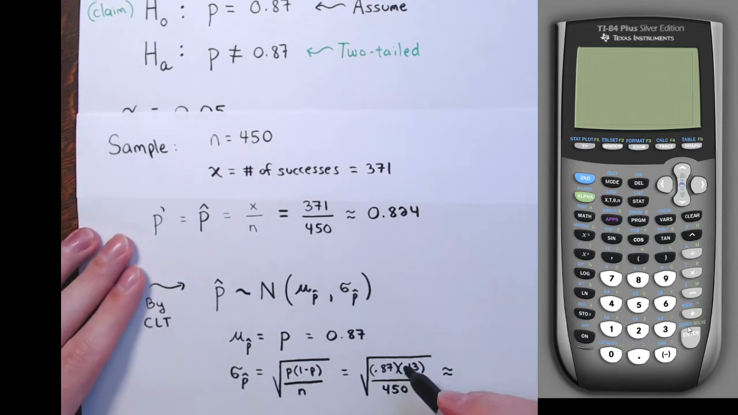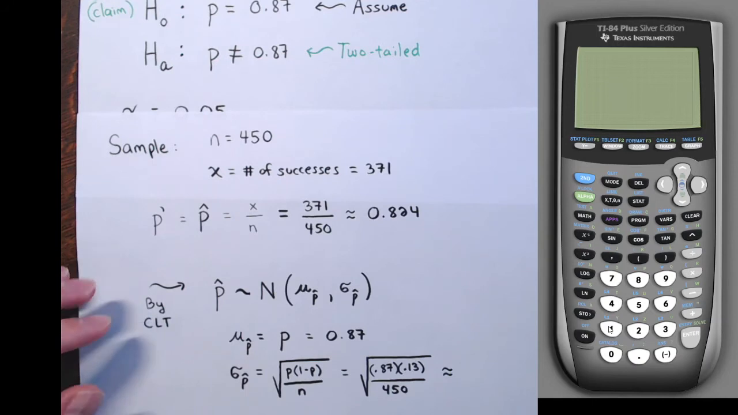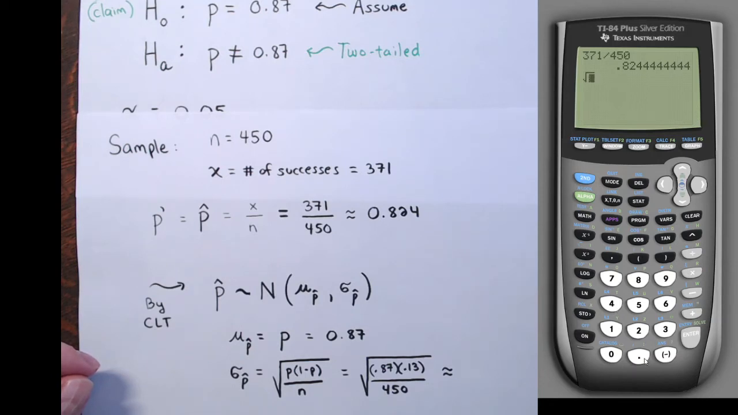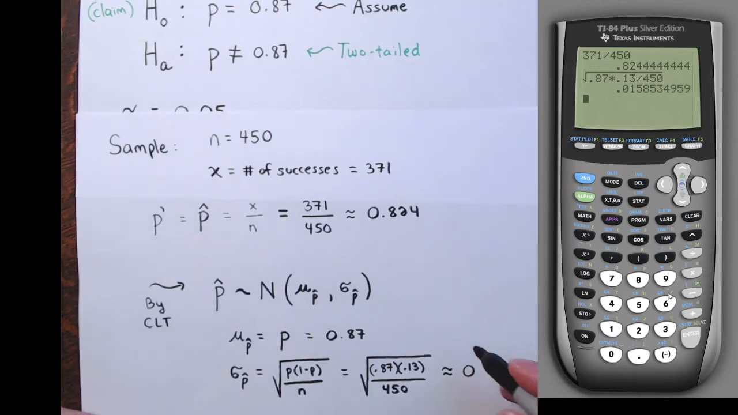I'm just going to re-enter this later too, but let's pull the calculator back on. The square root of 0.87 times 0.13 divided by 450, and make sure all of this is underneath the square root. So the standard deviation of these normally distributed p-hats is approximately 0.016 if I'm rounding to 3 decimal places.